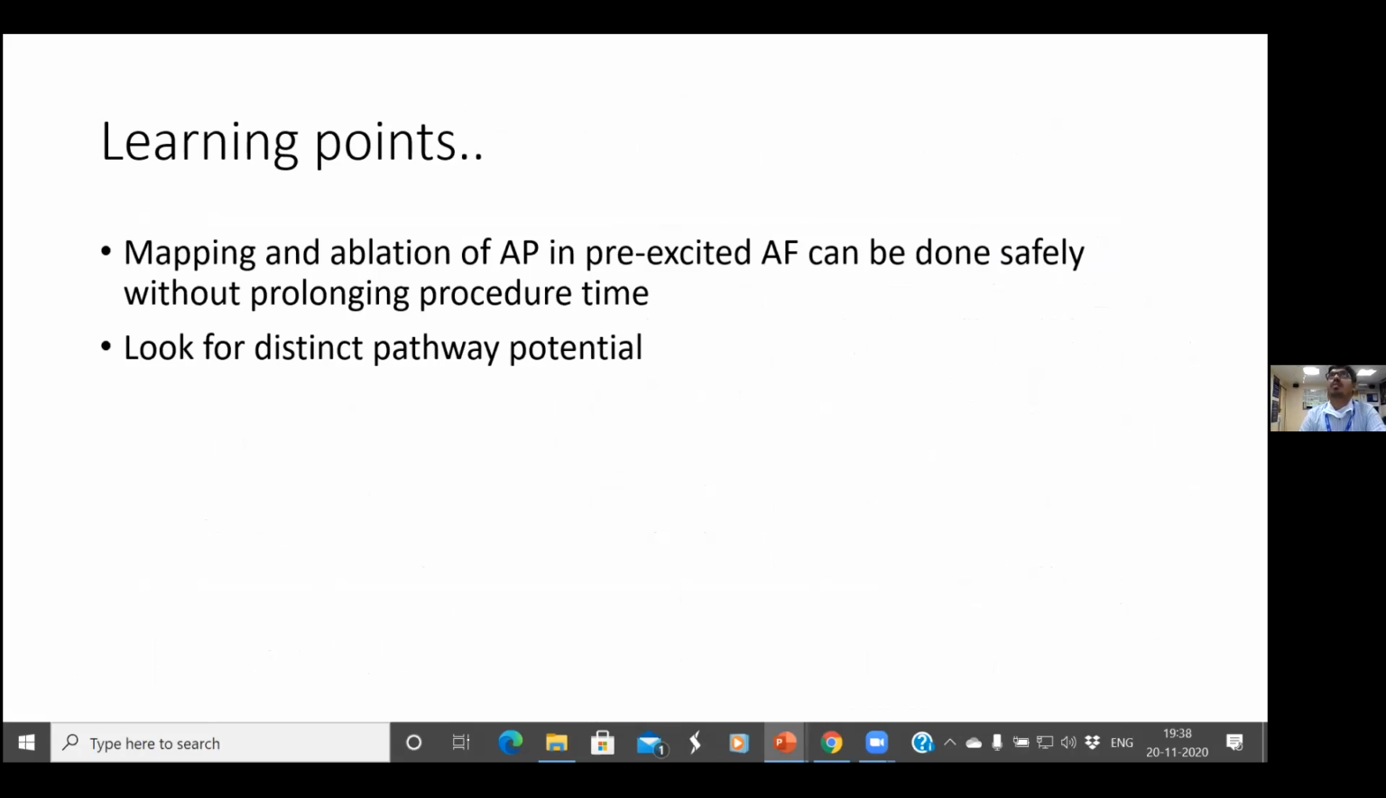So if a patient develops atrial fibrillation during the EP study, one can safely do mapping and ablation in the pre-excited area with close monitoring of hemodynamics. And during the mapping and ablation of a pre-excited area, one should look for the distinct pathway potential.